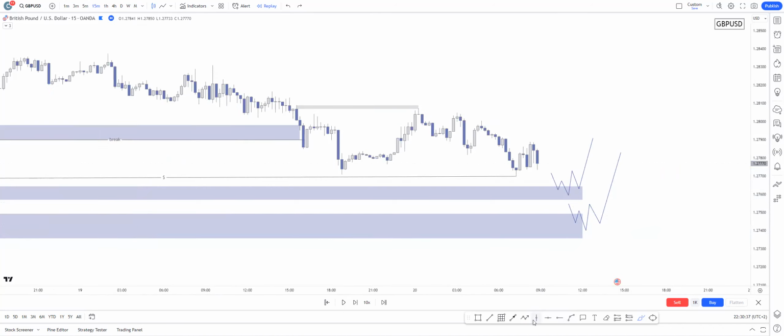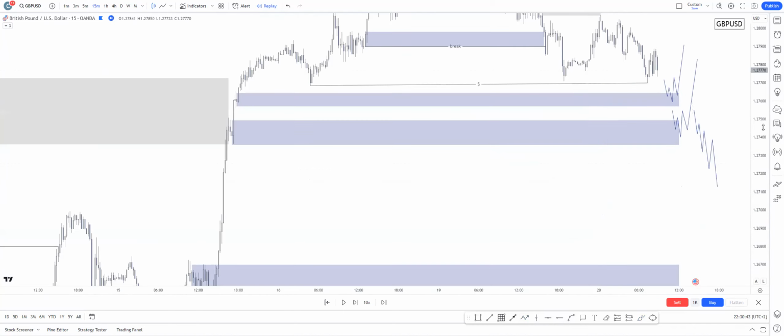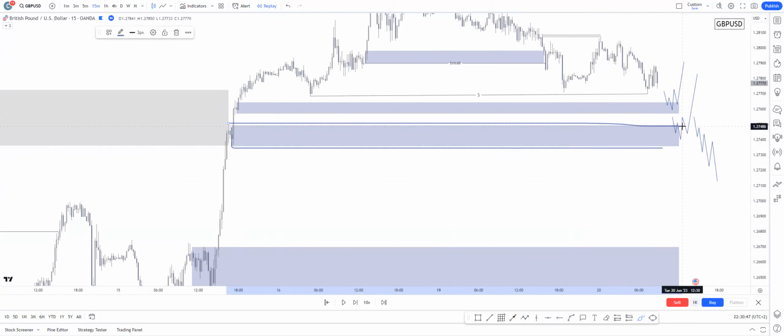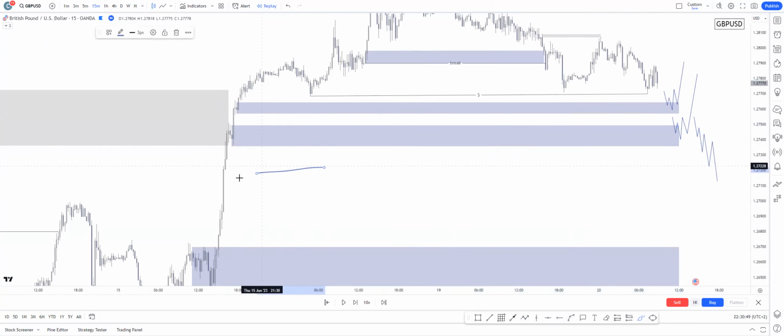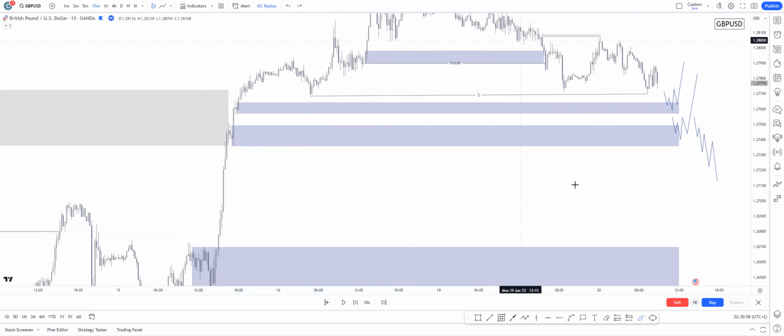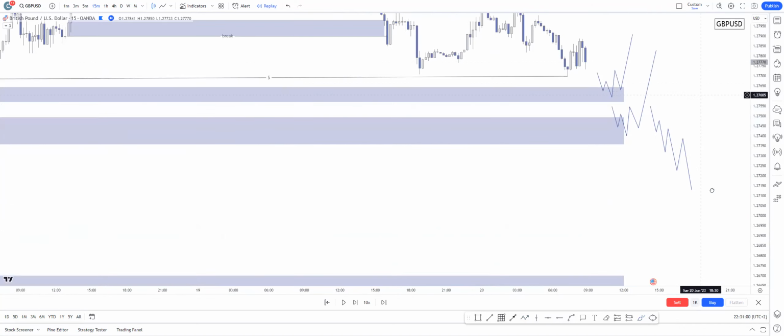But if this zone fails right here, then we can expect the continuation of the bearish order flow. And if the break of this demand area happens, then we won't have any demand area at this point that can manage to hold the price, probably until it mitigates the 4-hour demand area. So these are the plans technically.